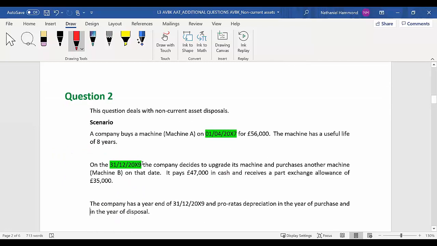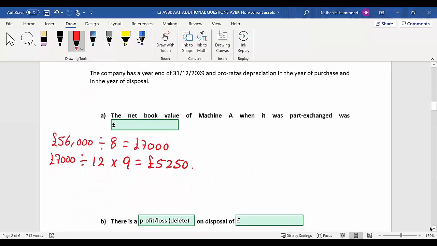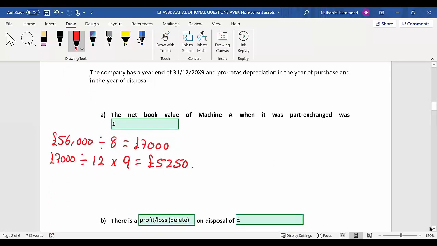The date of disposal was the last day of that financial year. So we've taken into account a pro rata when we purchased the asset. There's nothing we need to consider upon the removal. So in this instance, we now simply have an annual depreciation charge of £7,000. We're simply going to times that by 2 years. And of course, that's going to give us an answer of £14,000.